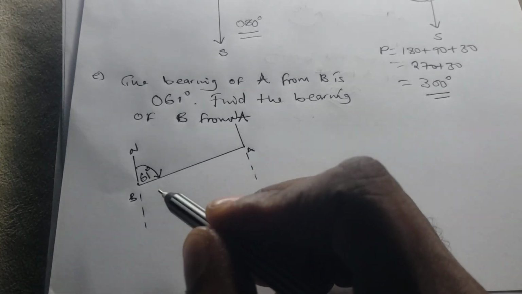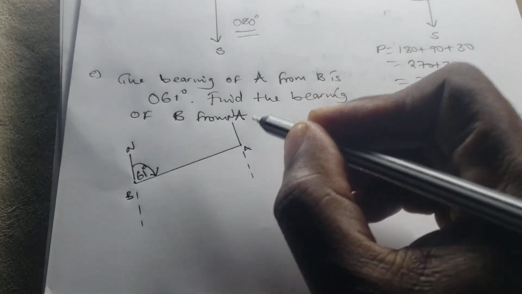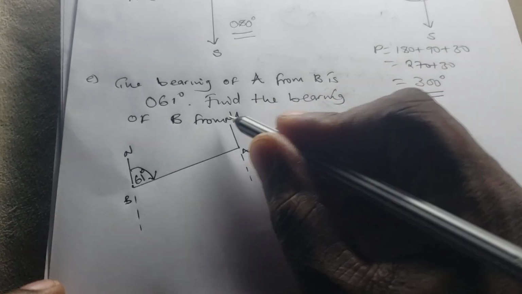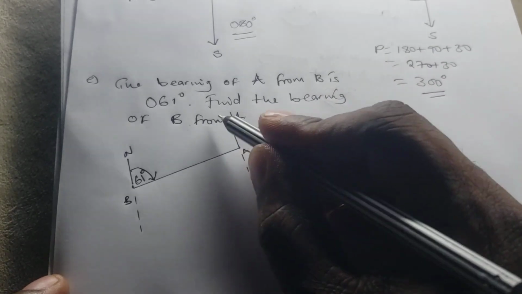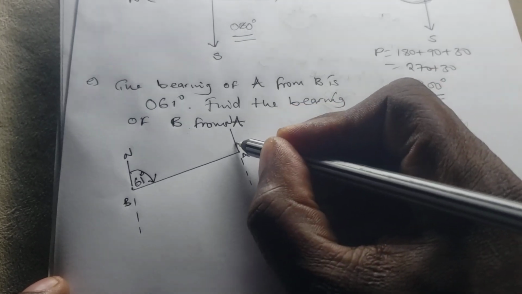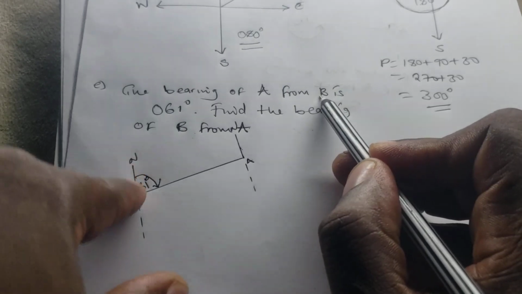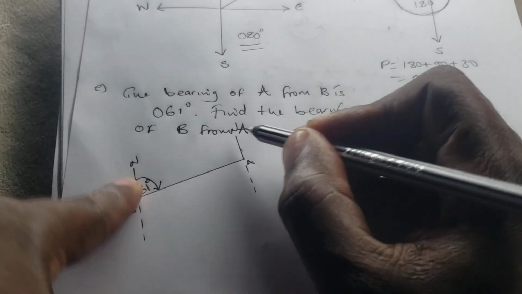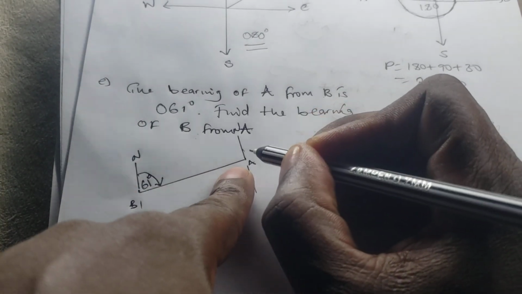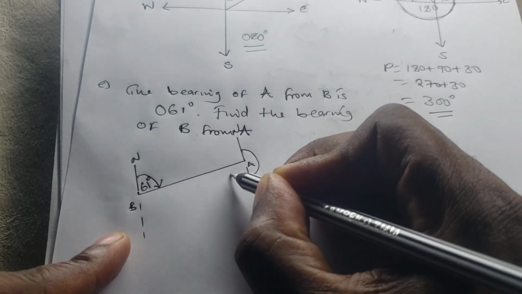So now they want us to find the bearing of B from A. So we start from the true north of A. Earlier from B we started from the north of B. From A, we are starting from the north of A. So we move all the way to that.